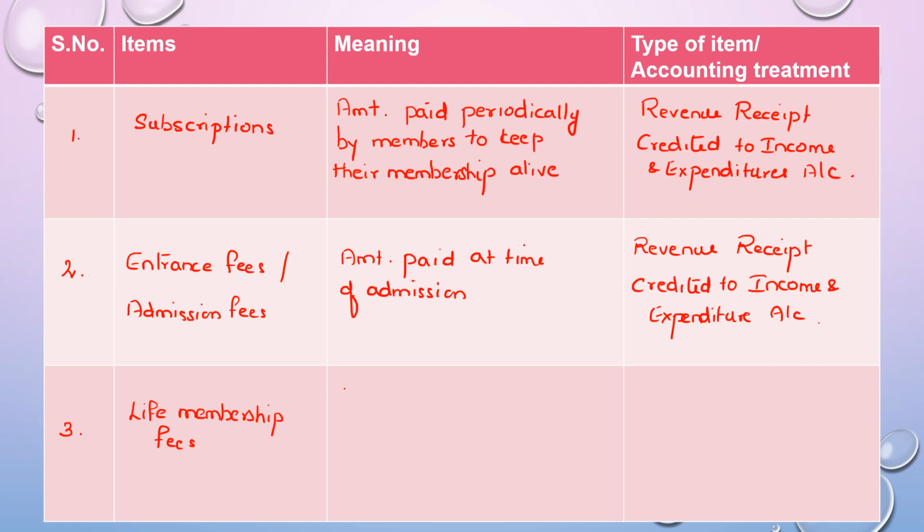So this type of amount is paid once, but the services that you are going to get out of this will be available to the particular member for his life. So once the life membership fees is paid, that person as a member will be able to avail the facility whatever is being provided by that not-for-profit organization for his life.